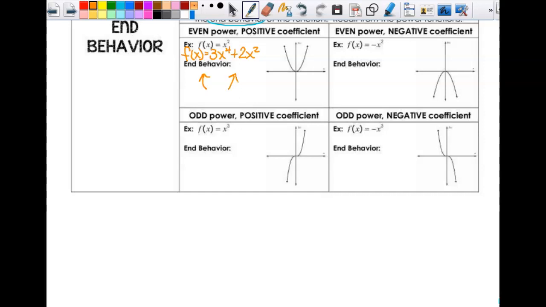So that was even power, positive coefficient. If I have an even power with a negative coefficient, let's say f of x equals negative 3x to the 4th plus 2x squared, then it's an even power, which means my end behavior models a quadratic, so it's either up, up, or down, down. Since it's negative, it gets reflected, and it would be down, down.